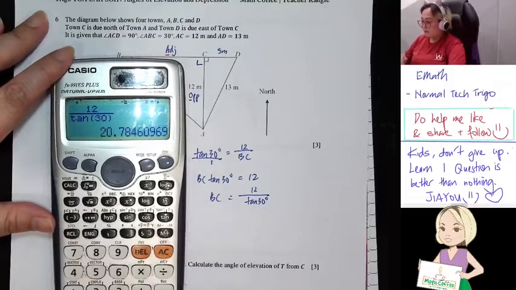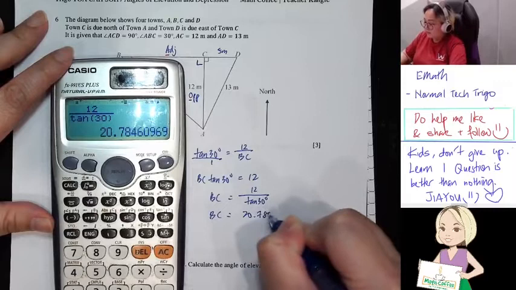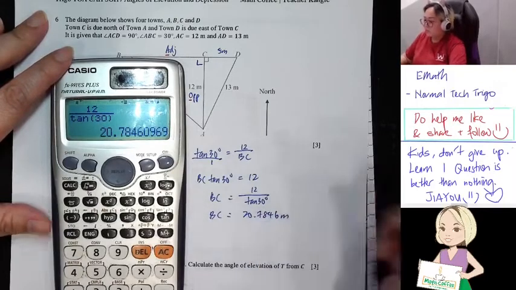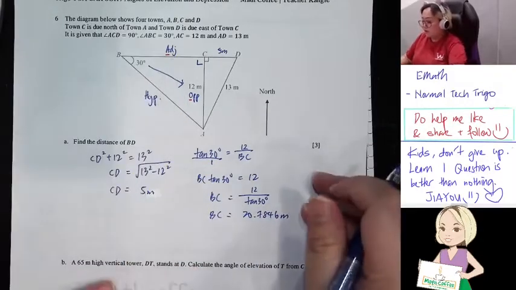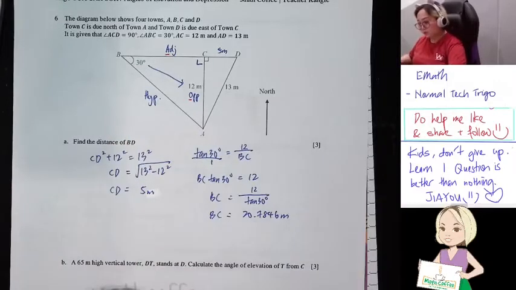12 over tangent 30 degree. So we will have, my BC is equals to 20.7846 meter. I don't round off first because I want to add first. This is Trigonometry TOA CAH SOH.